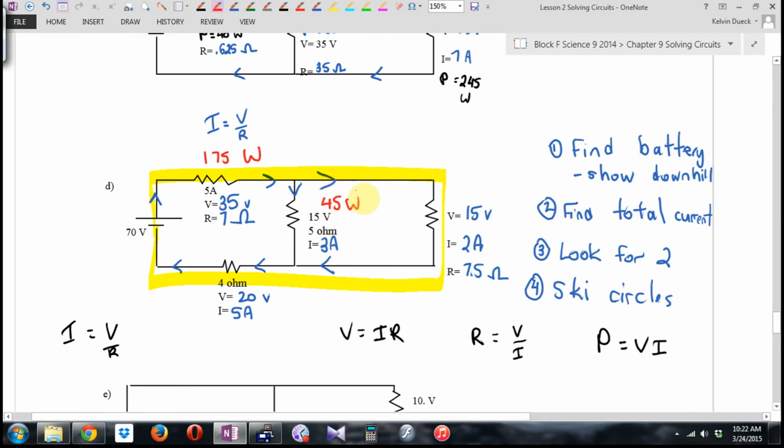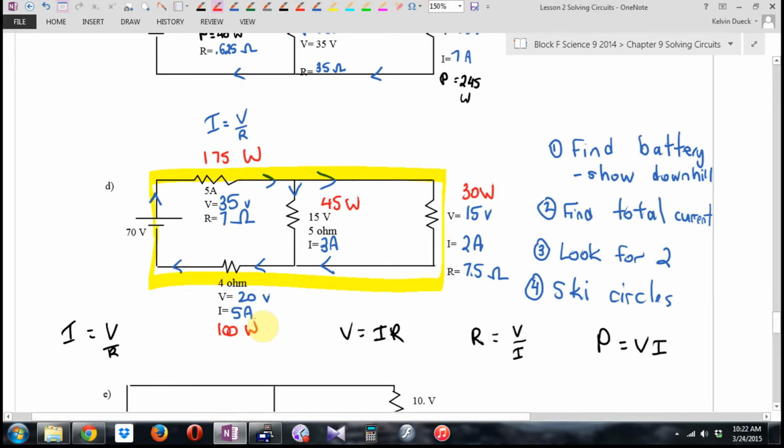Okay. How many watts is this light bulb? 30 watts? How about the bottom light bulb? How many watts? 100 watts. Times. Right? Times.